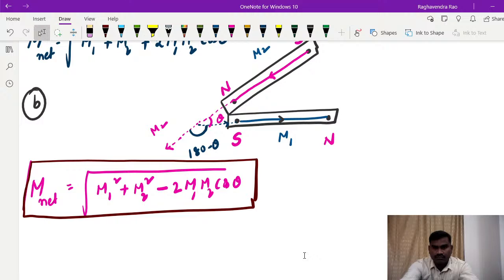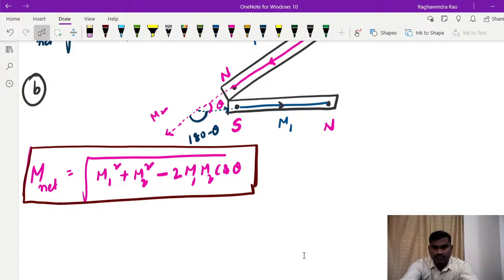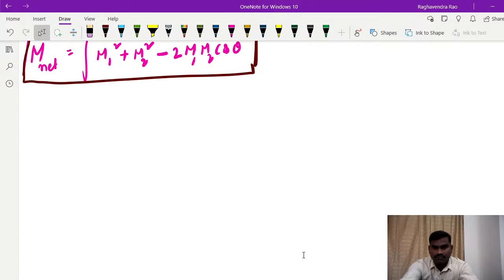So while calculating numericals, we need to identify the direction of the magnetic moments or the poles of the magnets. We need to clearly identify them. Only then, according to that, we need to take the angle between the two magnetic moments of the two bar magnets.